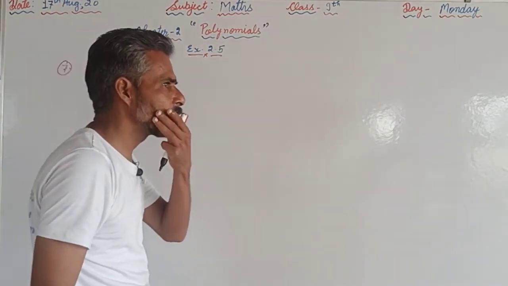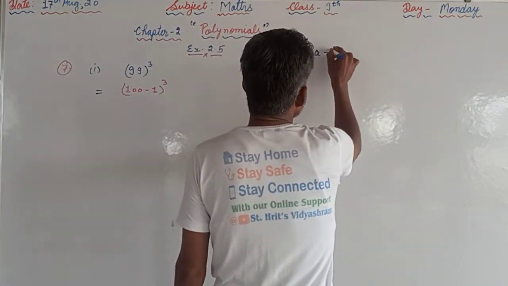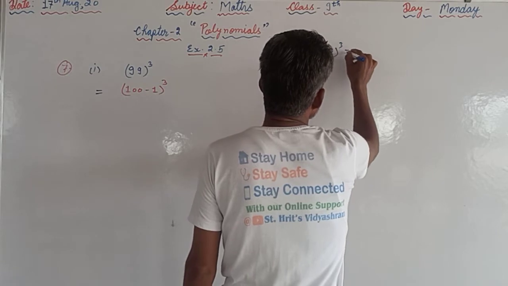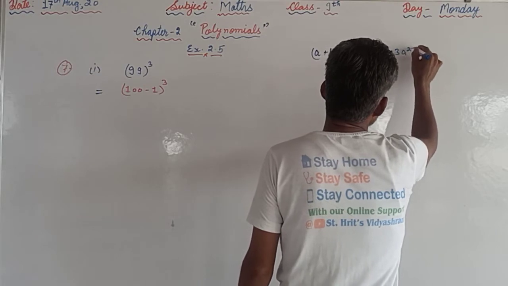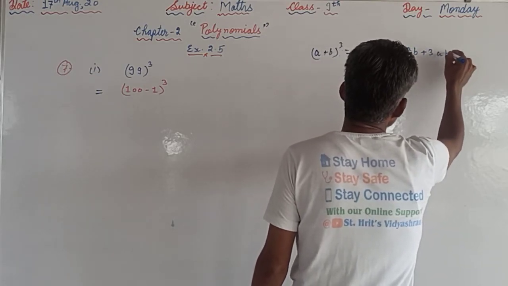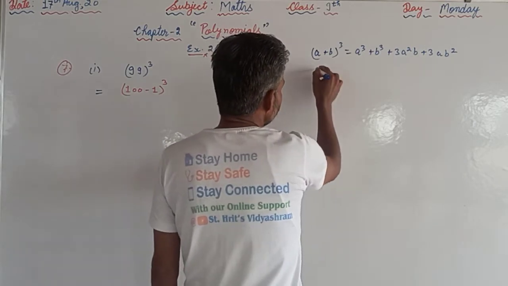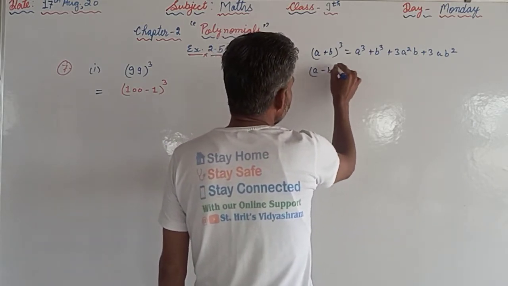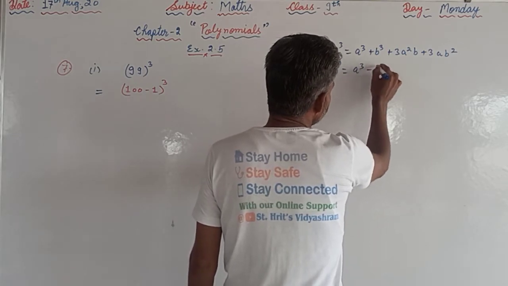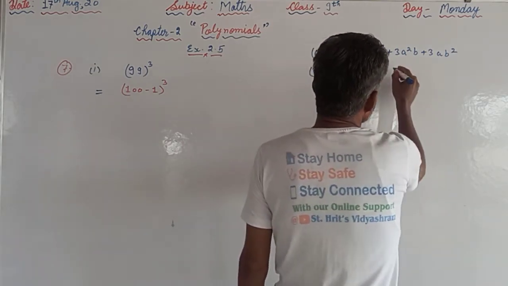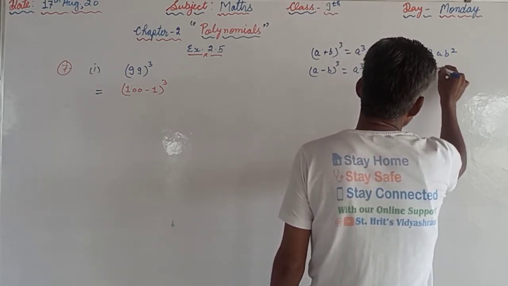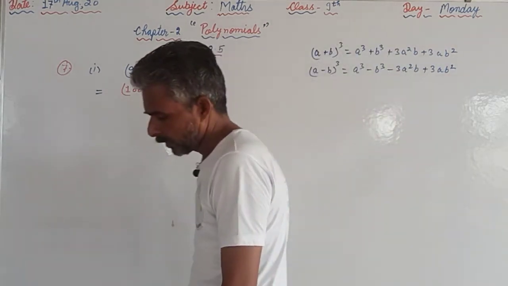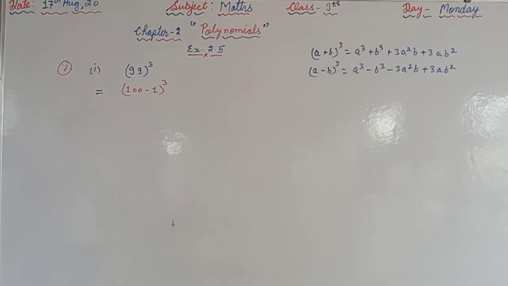Now we should know the formula, that is a plus b whole cube is equals to a cube plus b cube plus 3a square b plus 3ab square. If in place of plus here it is minus, then a cube minus b cube minus 3a square b plus 3ab square. That will be the formula for minus as well as for plus.